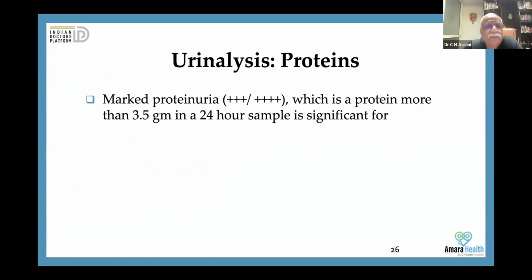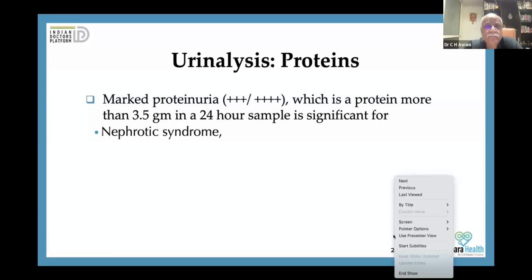Marked proteinuria, 3 plus or 4 plus, protein more than 3.5 gram in a 24-hour sample is significant for nephrotic syndrome, or rather it's diagnostic. You give a 24-hour sample of urine, it has to be collected in a special container which has some chemical in it, 6 a.m. today to 6 a.m. tomorrow. If that protein is 3.5 gram or more, that is diagnostic of nephrotic syndrome. The cause of nephrotic syndrome could be anything.